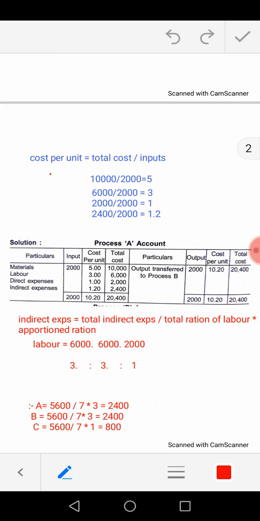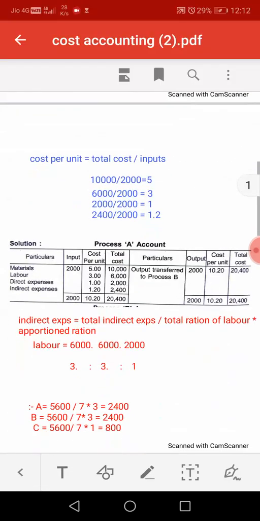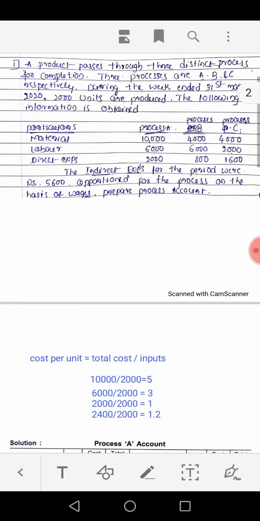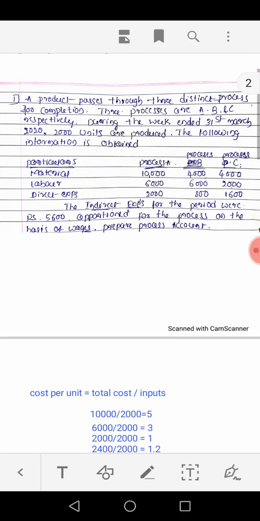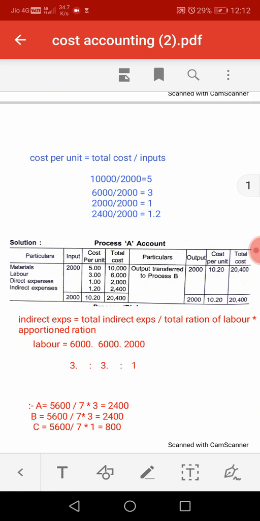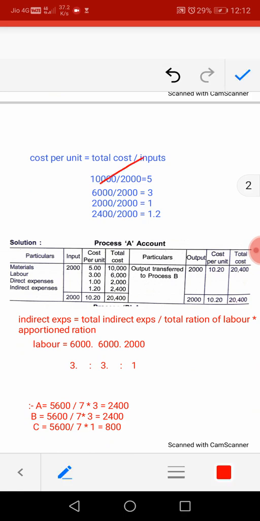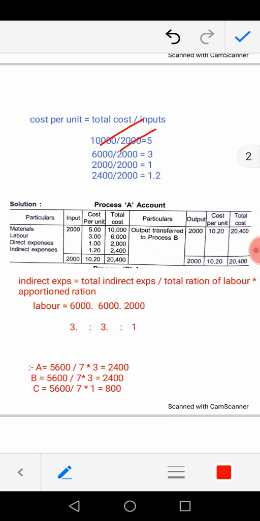Cost per unit is equal to total cost divided by input. Total cost is 10,000 given here. Input is given, 2,000 is input. So 10,000 divided by 2,000 is equal to 5. Cost per unit is 5.